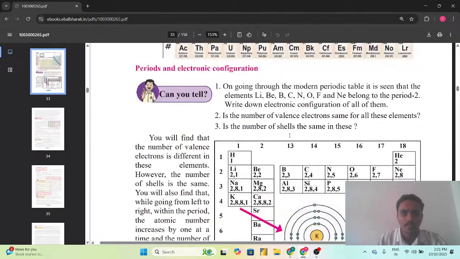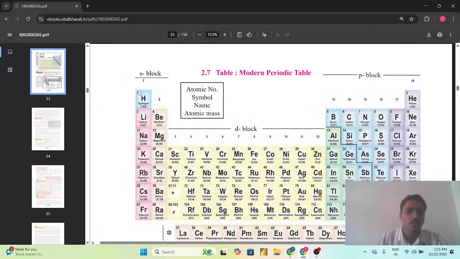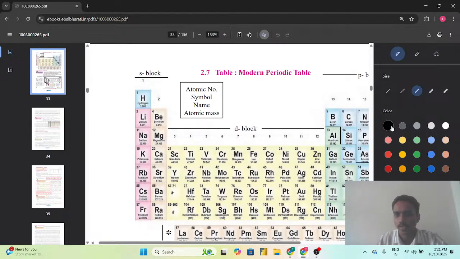Let us see once again what valency is. We have to write down the electronic configuration for the elements of group 1, and also see what trend occurs in the electronic configuration along the period. We have noticed that along the group, the valence electrons at the outermost shell remain the same for all the elements in the same group.